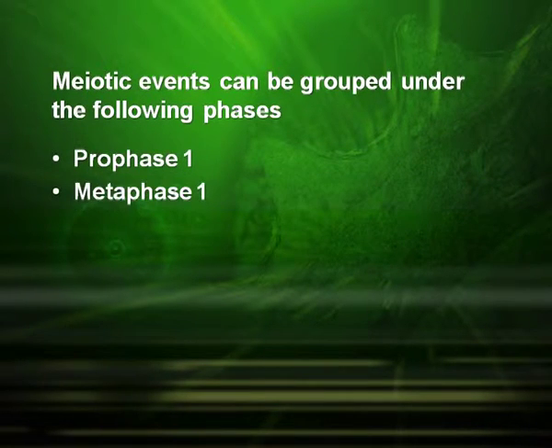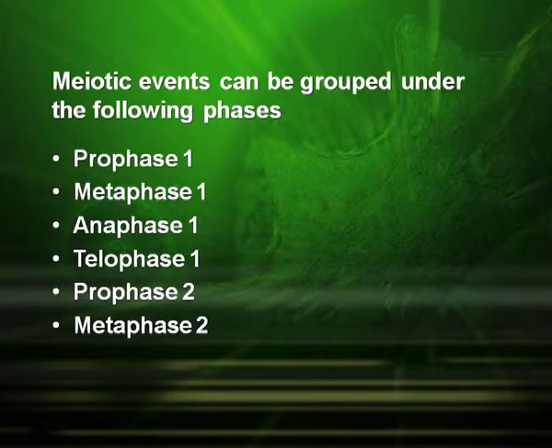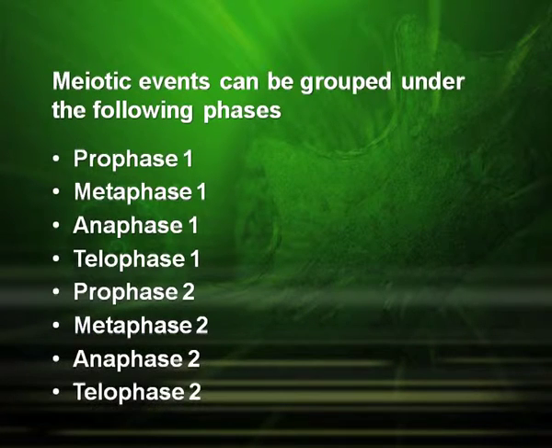It involves certain other features such as pairing of homologous chromosomes and recombination between them. The events of meiotic cell division can be grouped under the following phases: prophase 1, metaphase 1, anaphase 1, telophase 1. Then meiosis II: prophase 2, metaphase 2, anaphase 2 and telophase 2.